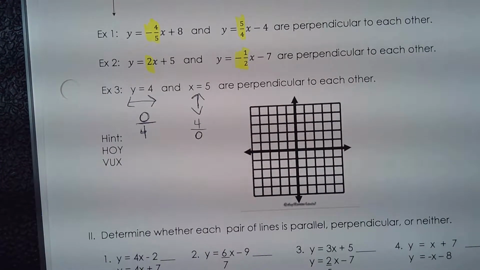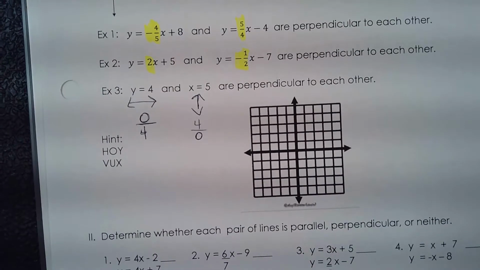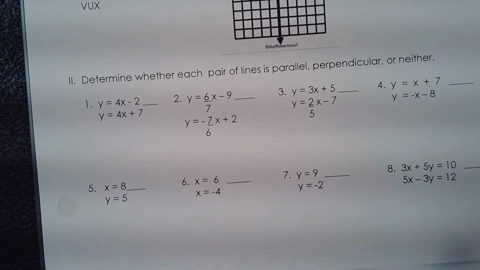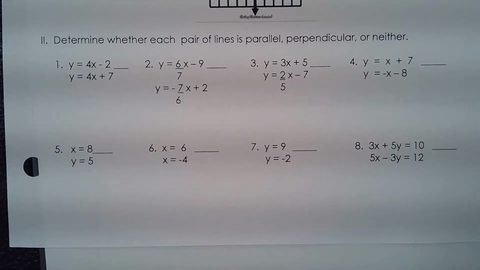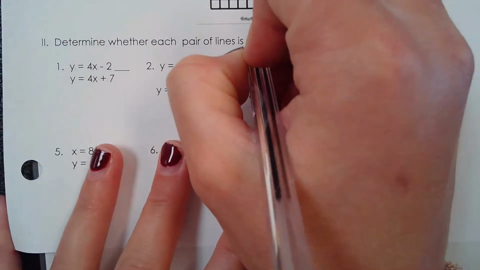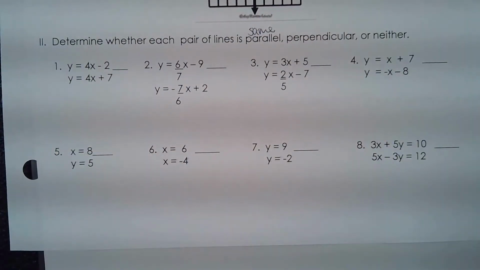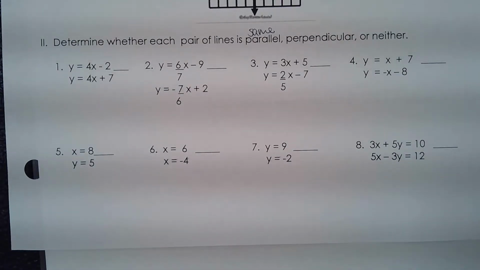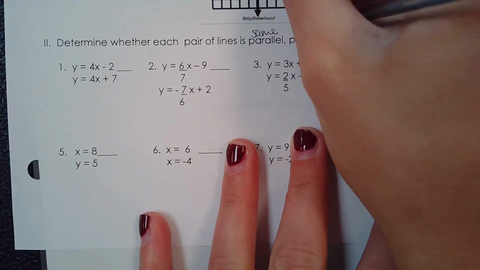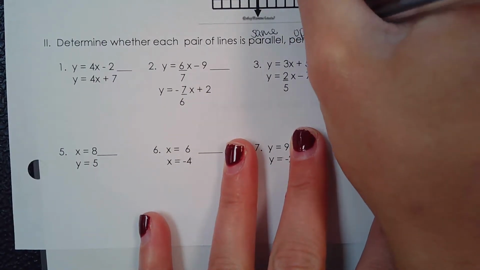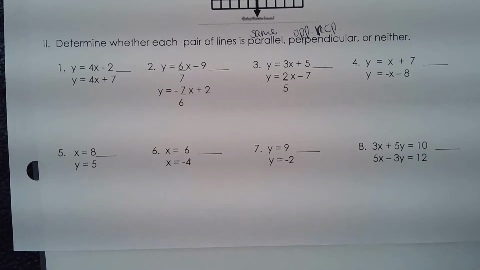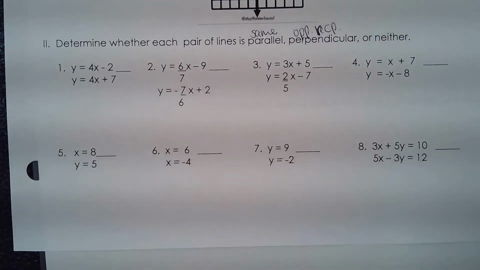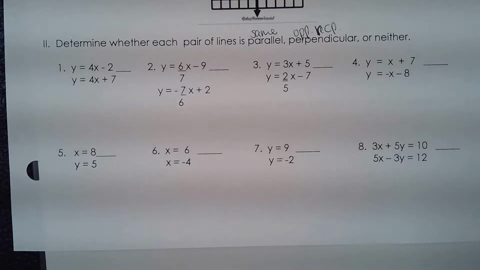All right, so the bottom section here, we are going to decide if the lines are parallel, perpendicular, or neither. So if they're parallel, what are we looking to see? Same slope, yeah? So I'm going to write that, same. What about perpendicular? What are we looking to see? It's opposite reciprocal slopes. I'm not going to spell that all out. And then if it's neither, then they're just not related at all. The slopes aren't related.